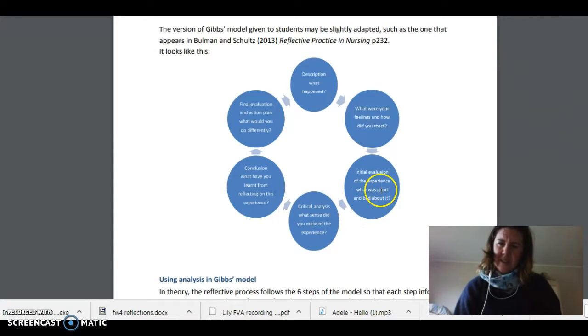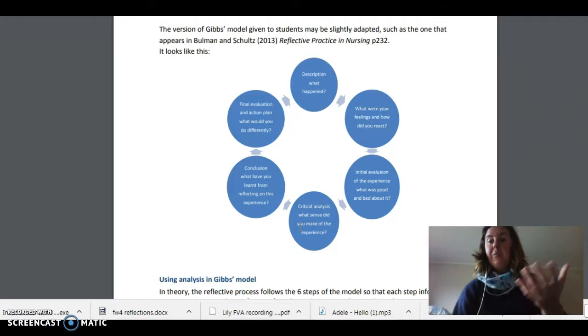You need to make sure that in this part you're still keeping it descriptive, that you're not actually going on to analysis yet. This is in the next part. So the only time that you're actually analysing why it happened or the underlying reasons for that is in this stage. So you're making sense of what happened, why it happened, what were the underlying reasons, what caused that, did it go bad?